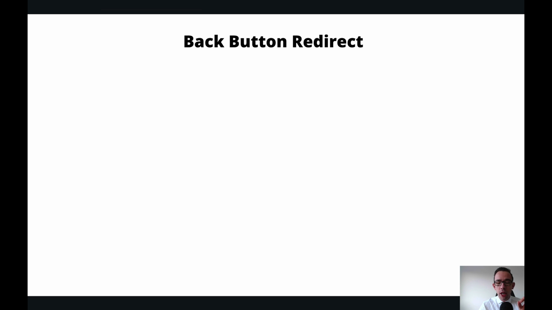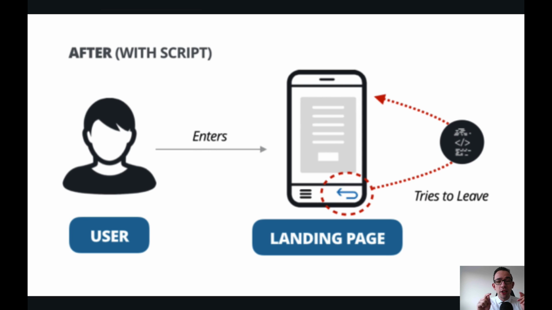The back button redirect script basically works like this. The user enters the lander, right? Then you look in your tracking. 30% click-through rate means that 70% of the users want to leave. They want to go back. As soon as they hit the back button on their phone or in their desktop browser, they're actually pushed to the offer. Obviously, because the user didn't intend to do this, the conversion rate is low. However, there are still conversions.